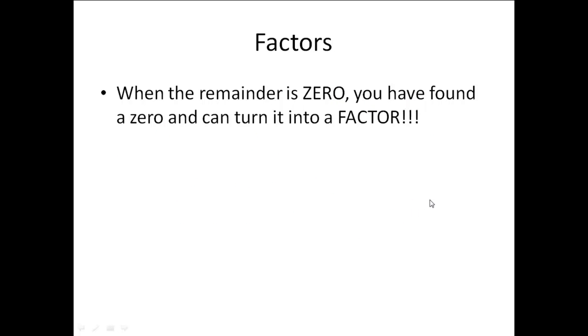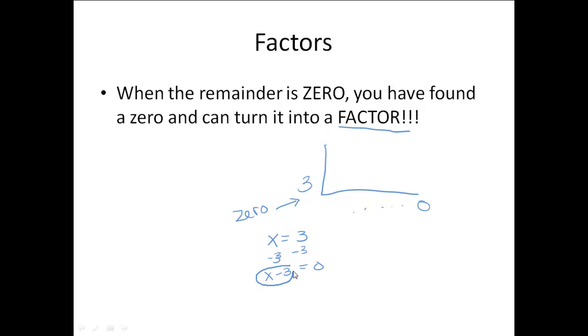So anytime that your remainder is 0, you have found a 0 which can be turned into a factor. What I mean by that is, let's say we have an equation and we know that 3 is a 0 because our remainder turned out to be 0 when we went through the process. Well, if we need to change it into a factor, we have to remember that we started with x equals 3. Well, factors are always set equal to 0, so I would have to subtract 3 and subtract 3. So I would have x minus 3 equals 0. This would be my factor. So factors and zeros are very, very closely related.